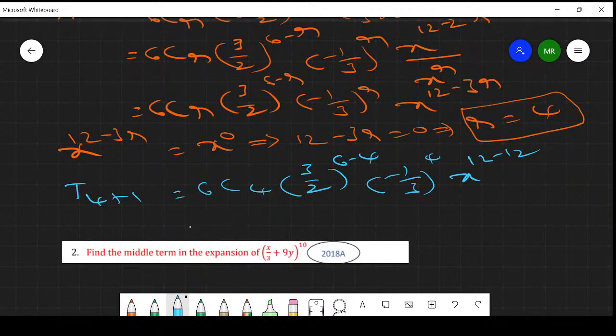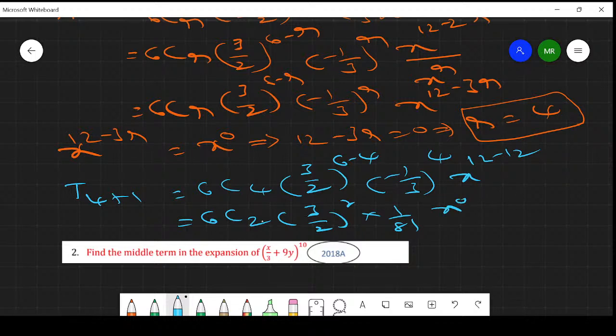Now 6C4, I will tell you how to expand. I told one formula, nCr equal nC(n−r). 6C4 is nothing but 6C2, since 6 minus 4 is 2. This is (3/2) whole square, and (−1/3) whole power 4, where 4 is an even number, so it will be 1 by 3 power 4, that is 1 by 81, into x power 0.